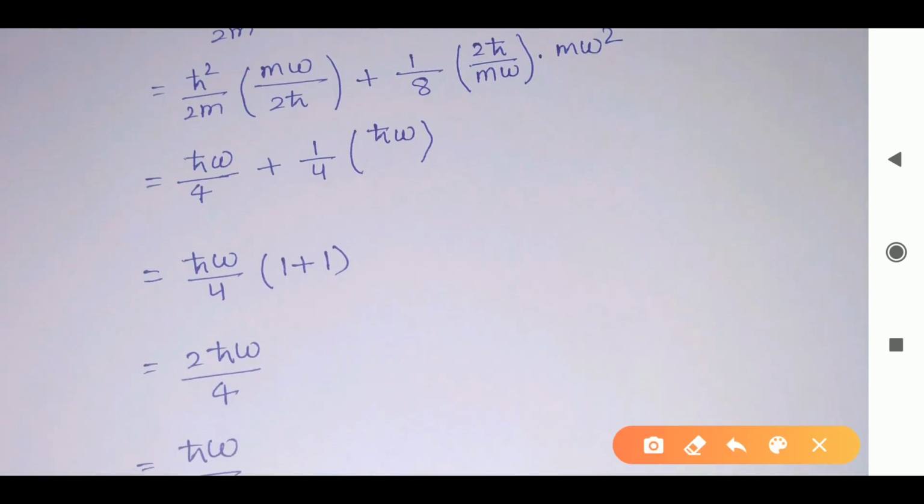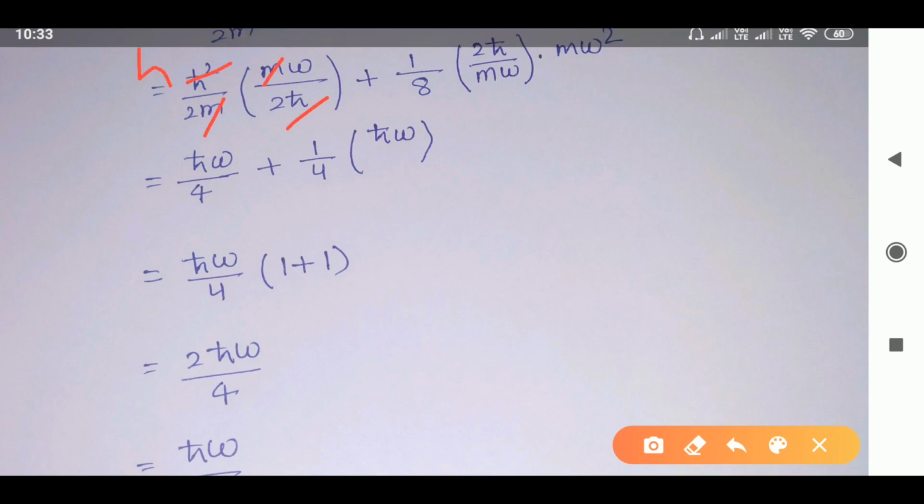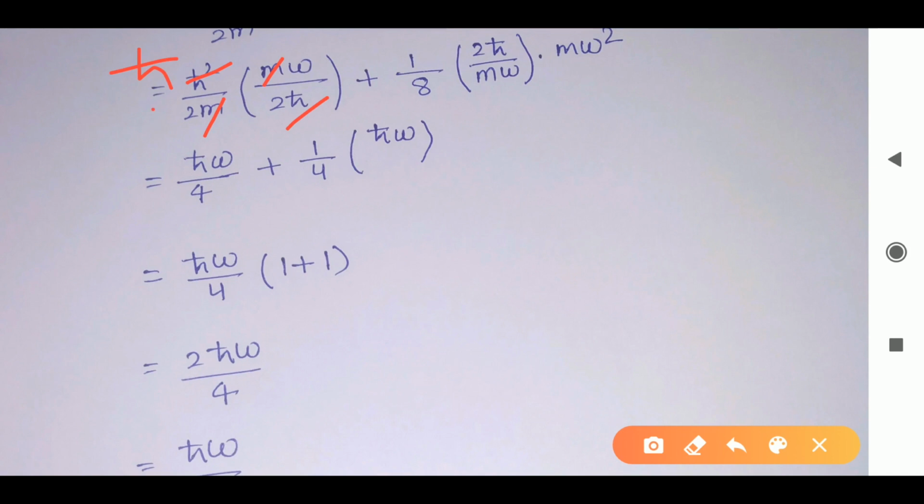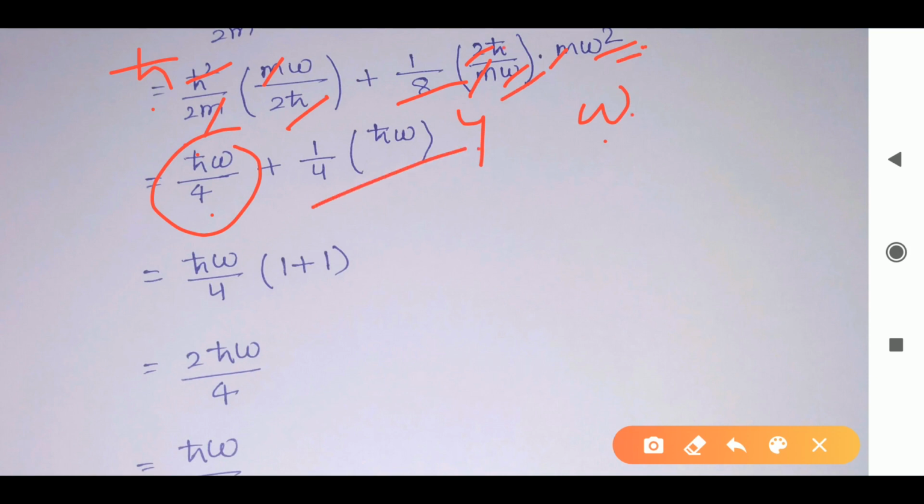Now see, here m will cancel each other. Here we will get only h cross. So here we will get h cross omega upon 2 into 2, that is 4. Here by 2 we will divide this, so we will get 4 here. m cancel each other, here we will get 1 omega, and omega is cancelled. So h cross omega divided by 4. This we will get here.